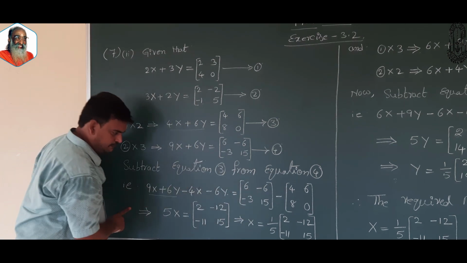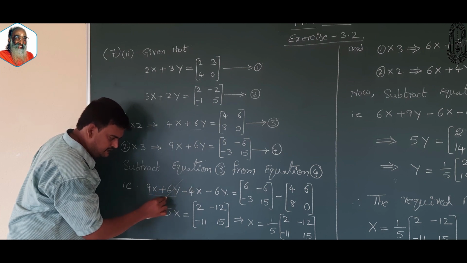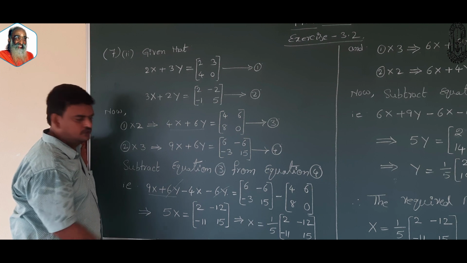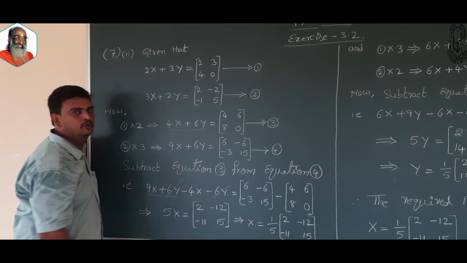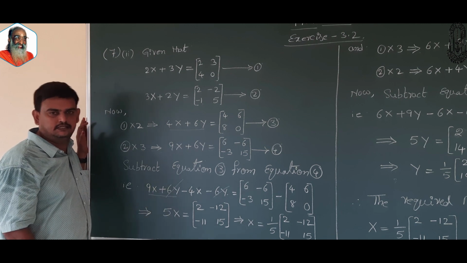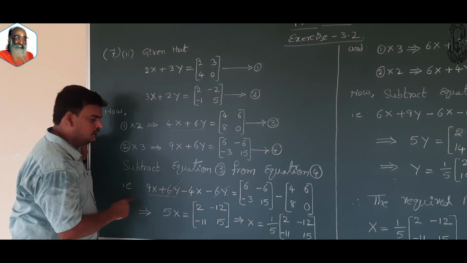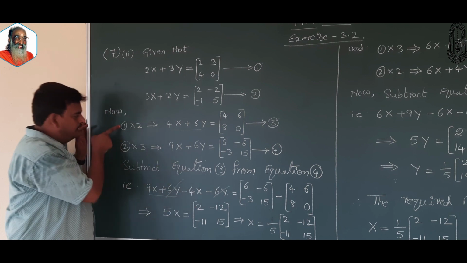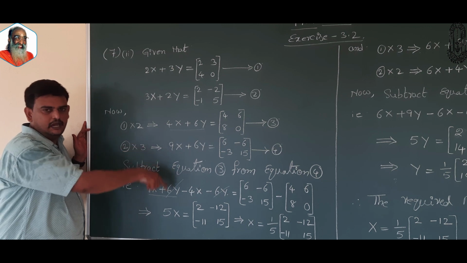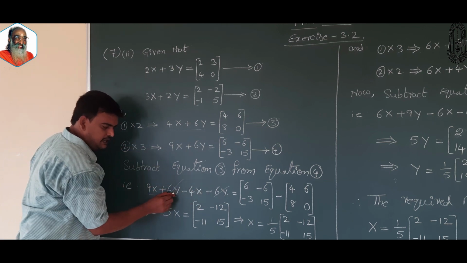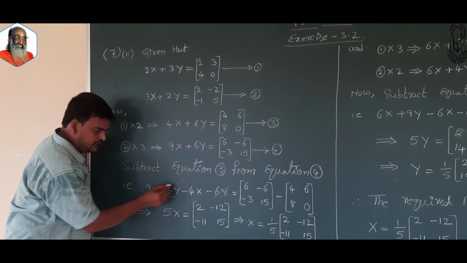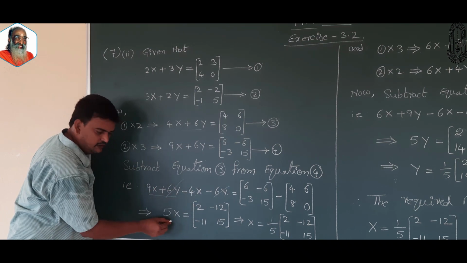Now when we subtract, what happens? Plus 6Y and minus 6Y cancel, so we are eliminating the variable Y. When we eliminate Y, we automatically get X. That is the concept here. To eliminate Y, we multiplied equation 1 by 2 and equation 2 by 3. This is the elimination method. So 6Y minus 6Y cancels, and 9X minus 4X gives 5X.